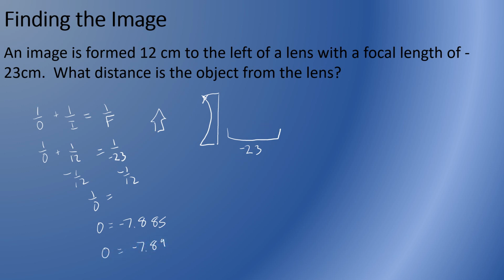So that means our object was on the other side. That is crazy. So there might be a mistake in here somewhere. So our object is actually placed on the other side of the lens in this case.